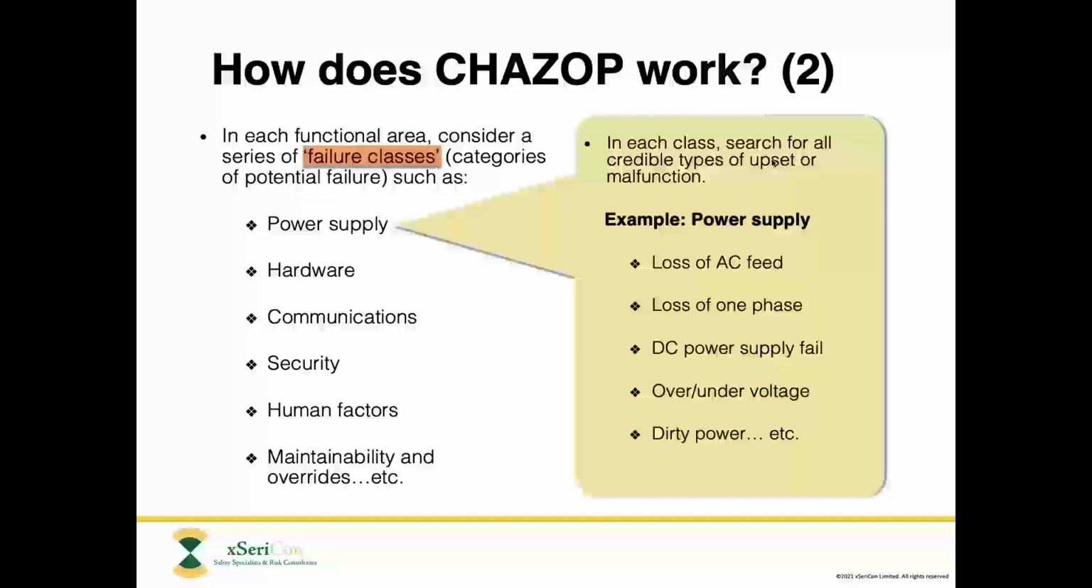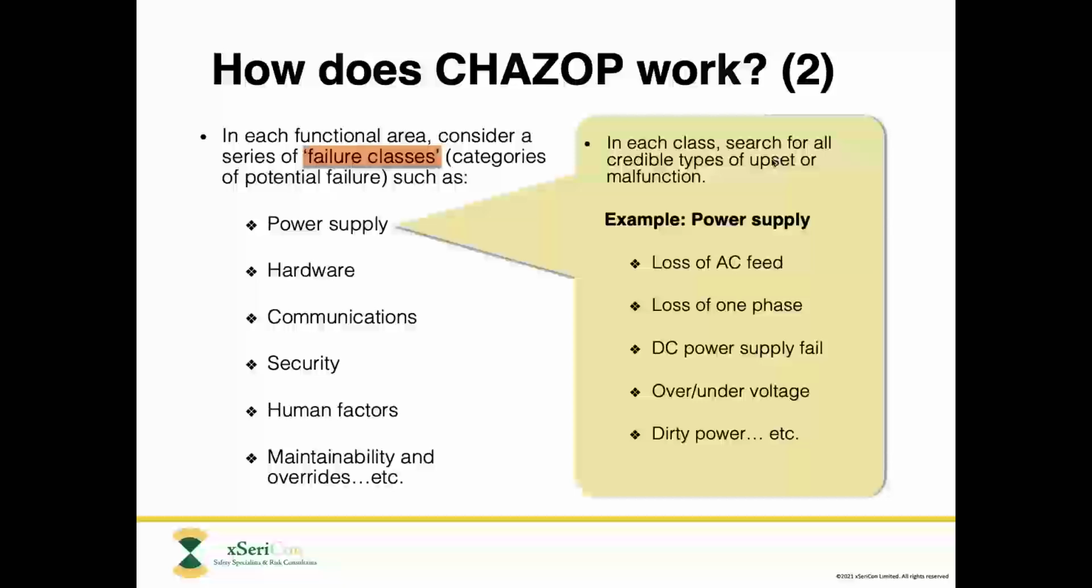And then we need to look at what in HAZOP we would call causes. So this is where we're looking for specific issues within each failure class. So let's take the example of a power supply failure class. Within that, what kind of power supply issues could we have? Well, maybe we have a problem with the AC feed to a functional area, such as a feeder going down from a circuit breaker failing. Maybe we don't lose the whole feed, but maybe we lose only one phase of the feed. Maybe we have an AC to DC converter or power supply, which may fail in a number of different ways.